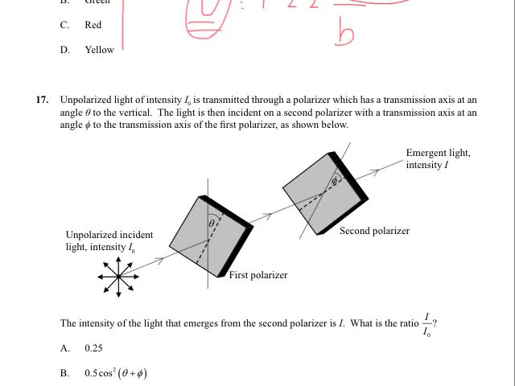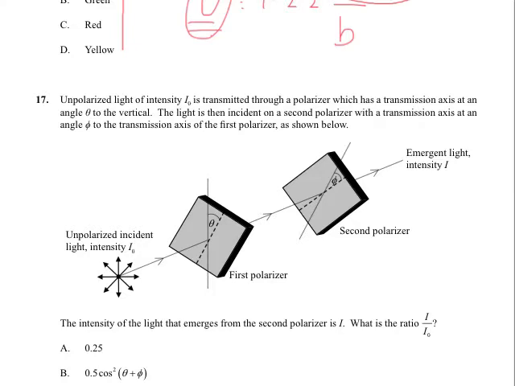Unpolarized light of intensity I0 is transmitted through a polarizer which has a transmission axis at an angle to the vertical. The light is then incident on a second polarizer with a transmission axis at an angle to the transmission axis of the first polarizer, as shown. The intensity of the light that emerges from the second polarizer is I. What is the ratio I to I0?